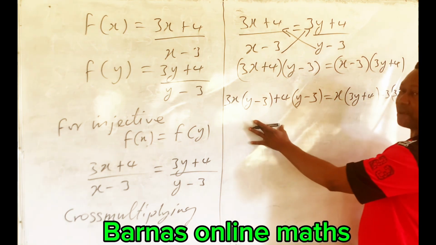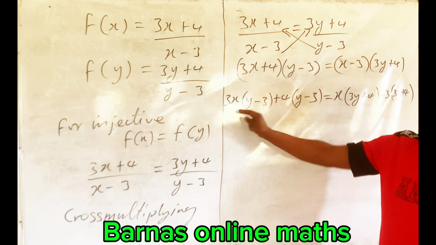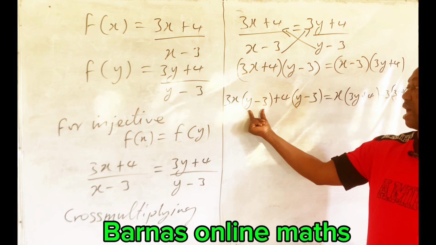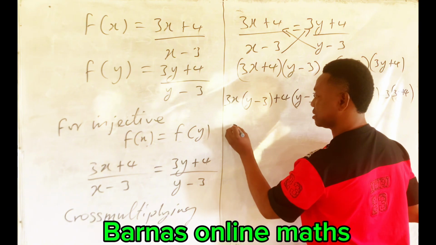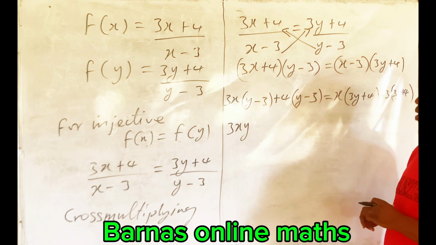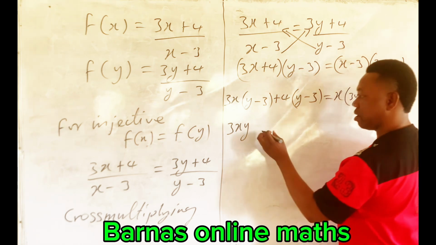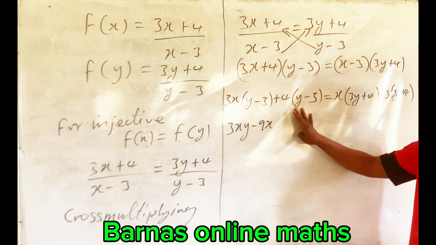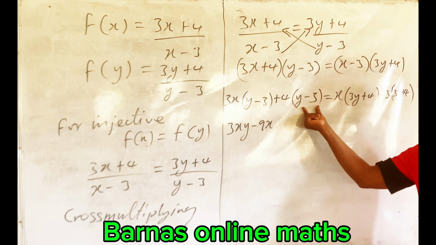Okay, let's open the bracket. If we open the bracket here, you find out that this 3x outside the bracket will multiply the two terms inside the bracket here. If this happens, 3x times y will give us 3xy. Then 3x times minus 3 will give us minus 9x. That's for that.